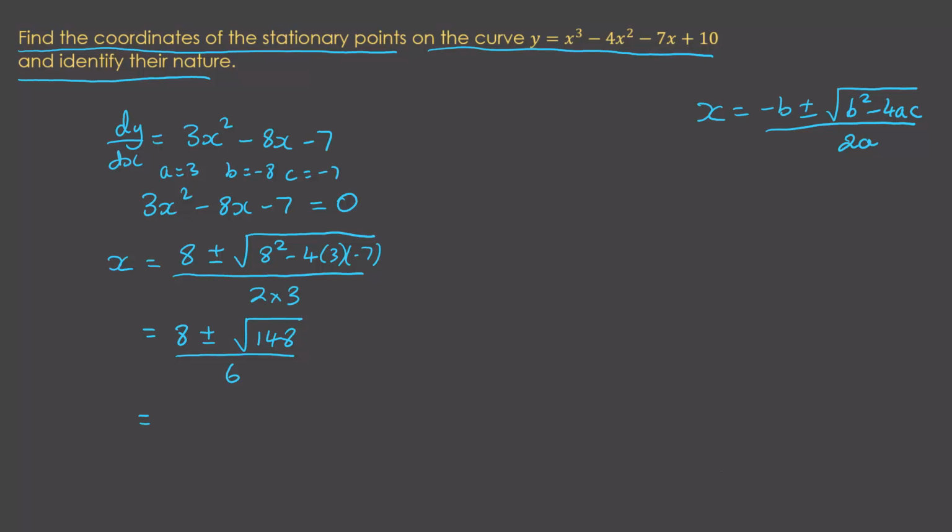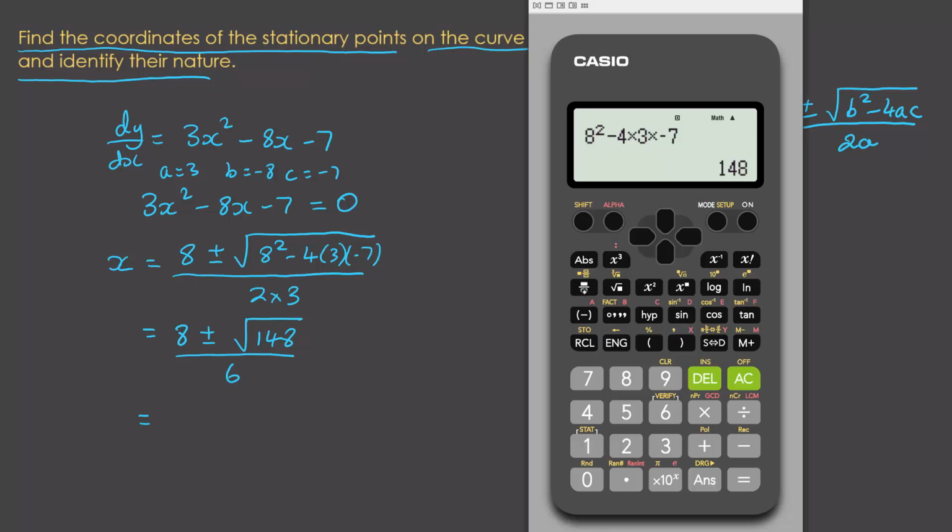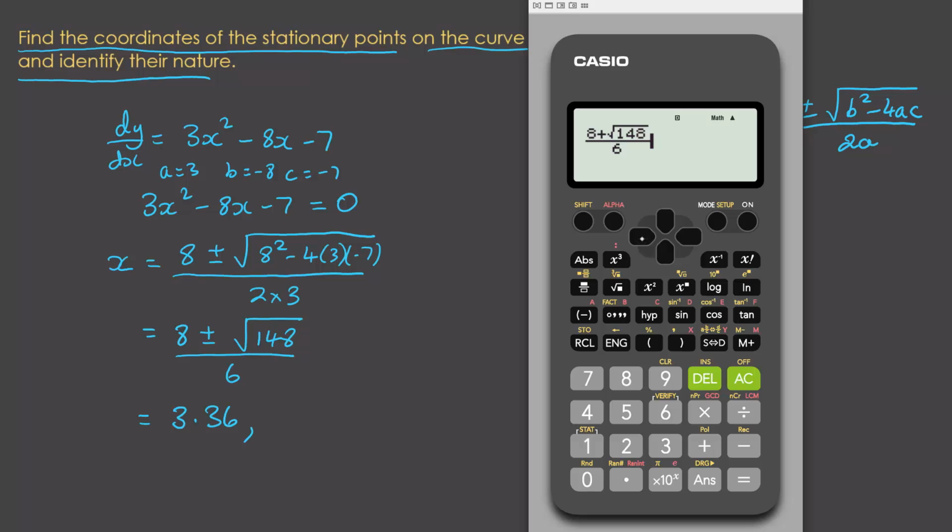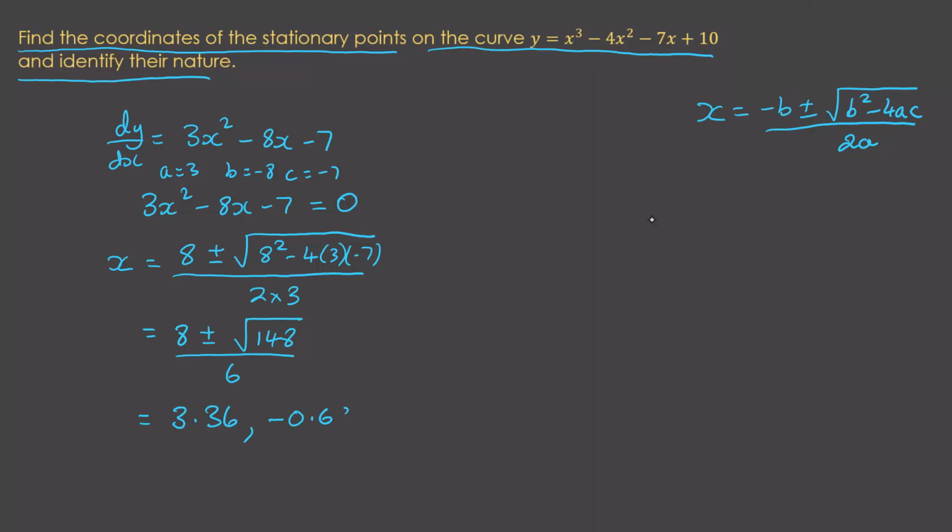So I've got 8 plus the square root of 148 divided by 6. So that's 3.36. And then just go back and edit that to a minus, and we get negative 0.69. So 2 decimal places.